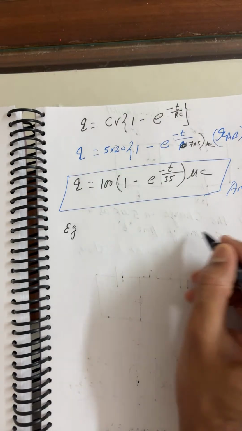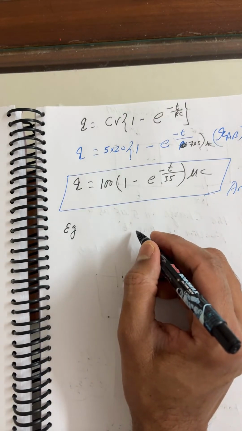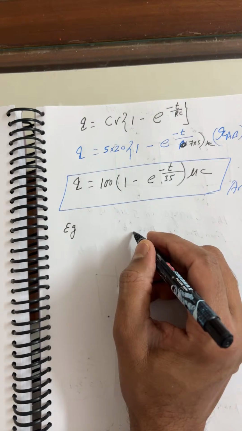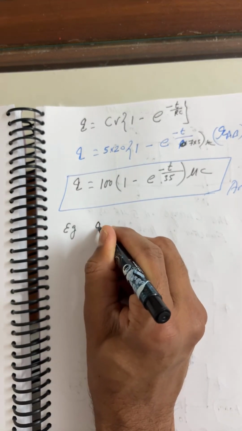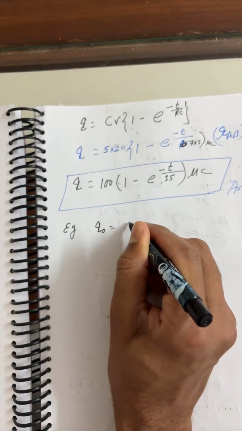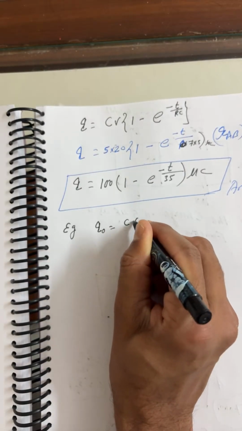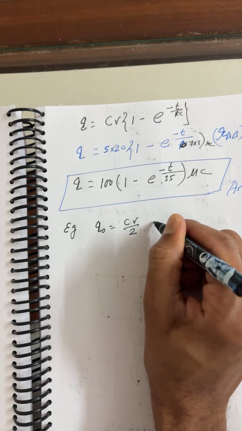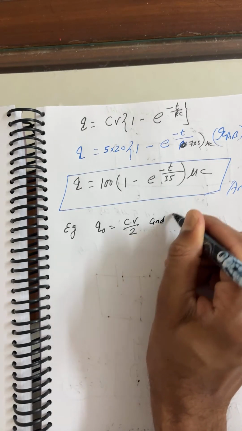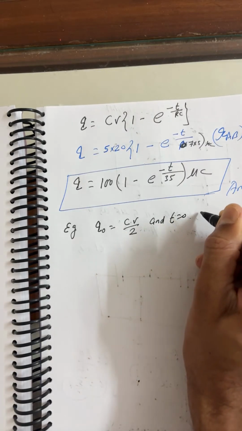Next question. Initially, let us suppose, in the circuit shown in the figure, the capacitor is partially charged. There is an initial charge on the capacitor, Q naught, which you can write as CV by 2, and at T equal to 0, the switch is closed.